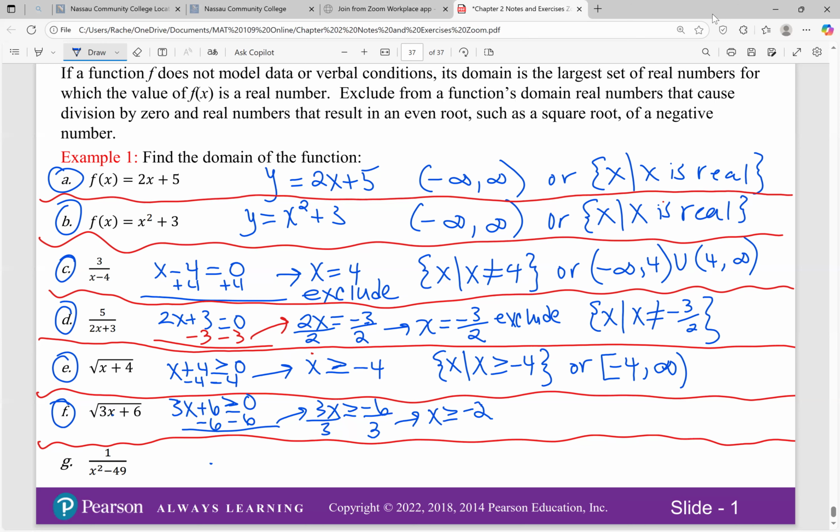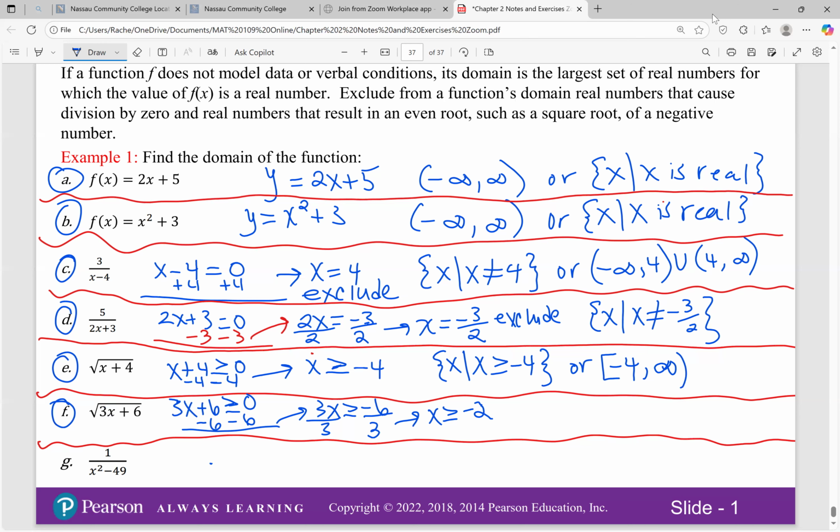Let's pick another number that's greater than or equal to -2. How about -1? If I plug in -1 for x, I'm going to get 3 times -1, which is -3. And -3 plus 6 is 3. And I could take the square root of 3.